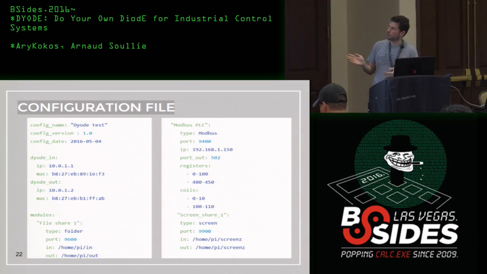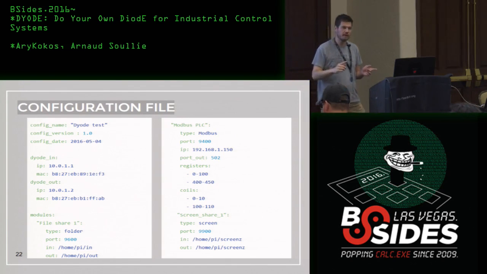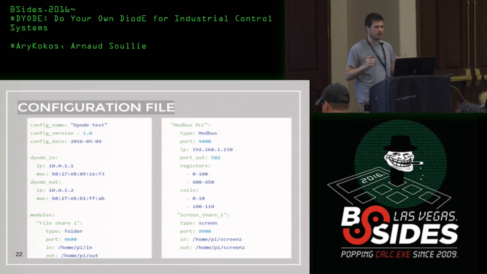We may now take a look at the configuration file. So as you can see, it's quite easy. You have, let's say, the useless stuff like the name of the configuration, the version, and the date. Then we have some properties about the Raspberry Pis, IP and MAC address, because since the data only flows one way, you have to use static ARP. The first time we tried to make it work, it didn't work at all. It was because there was no response to the ARP broadcast.